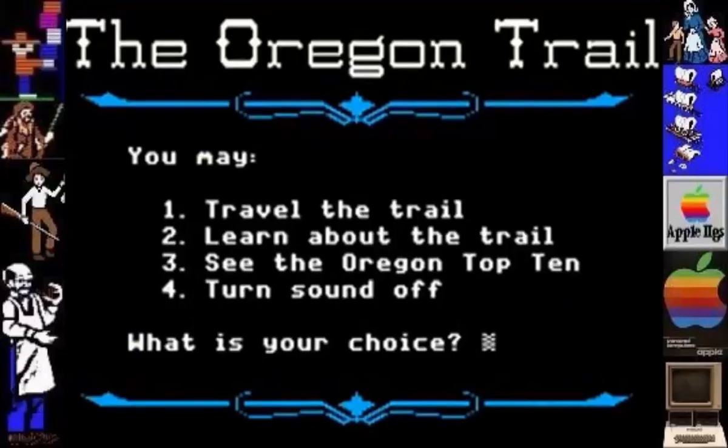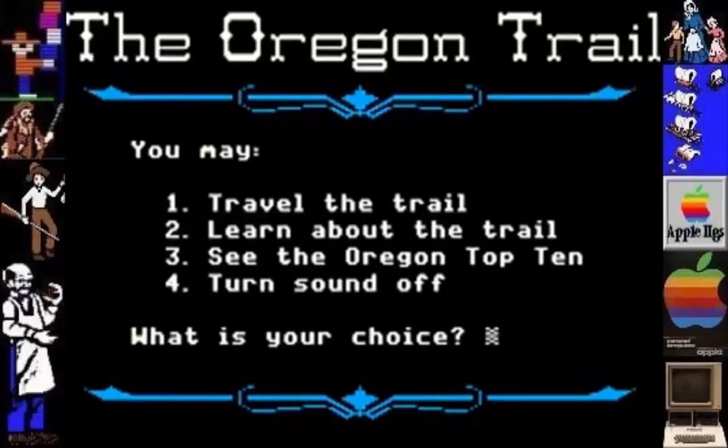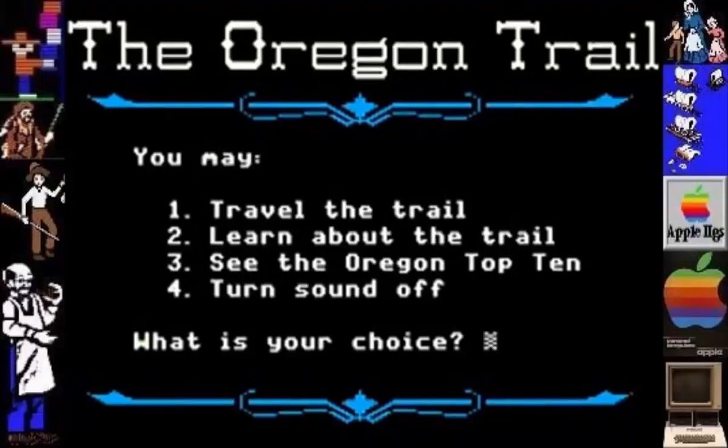Now, the Oregon Trail is an educational game. This is way back in the 1980s, when I was in elementary and middle school. Basically, with the Oregon Trail, it was back in the 1800s when you were setting foot out to Oregon. You had to use your wagons and your oxen and stuff like that, and it basically teaches you how to survive back in those days.